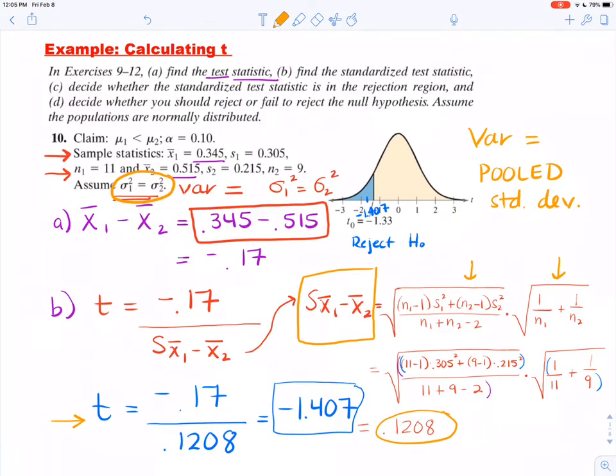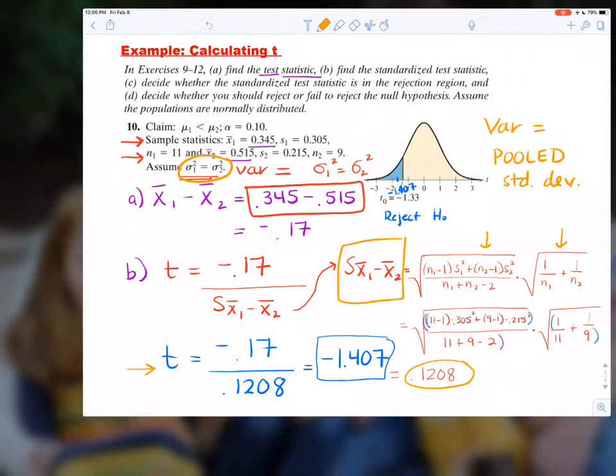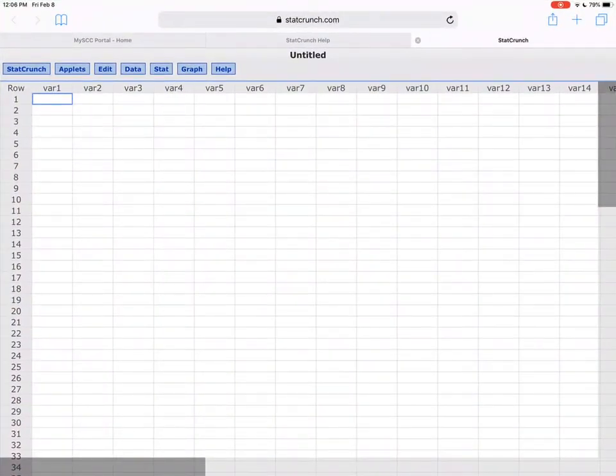Now, it's important to understand where this number is coming from, and so I wanted you to see it calculated by hand one time. But it is a very lengthy calculation, and it does leave a lot of room for possible calculation errors. So this is going to be one place where I strongly recommend that you use technology to help you through that calculation.